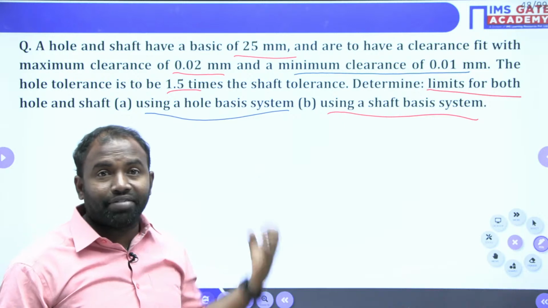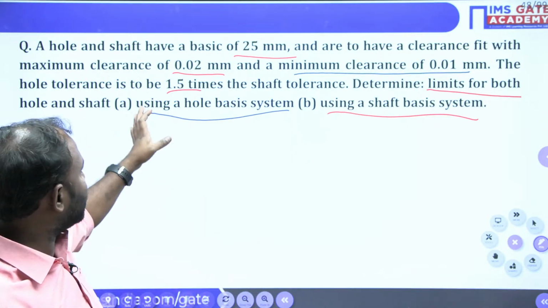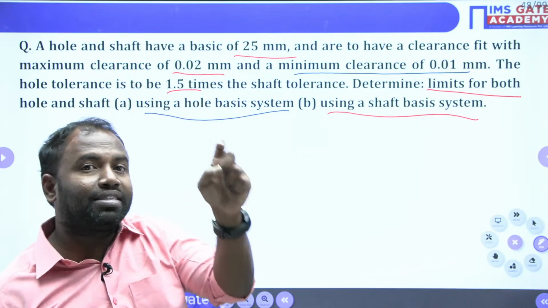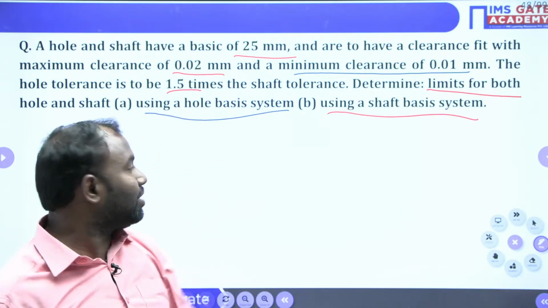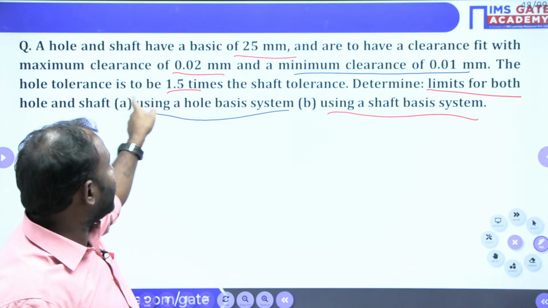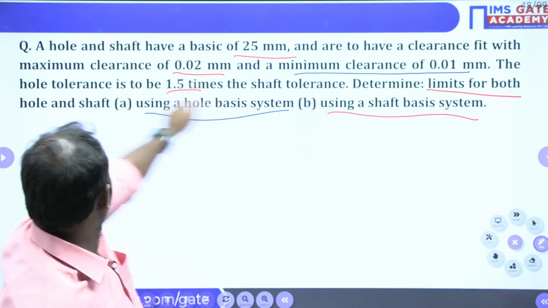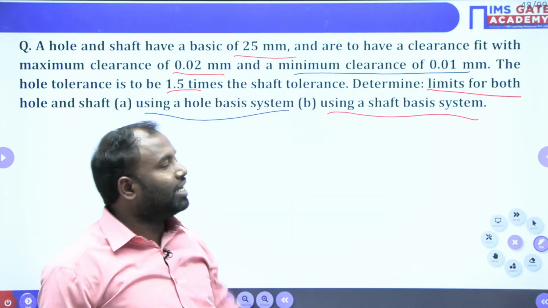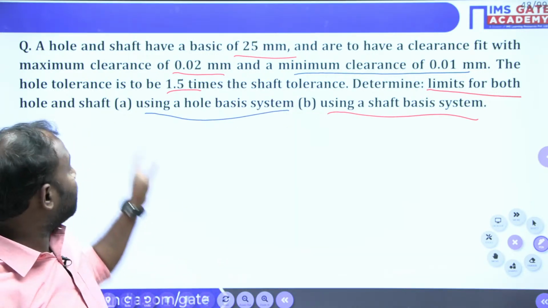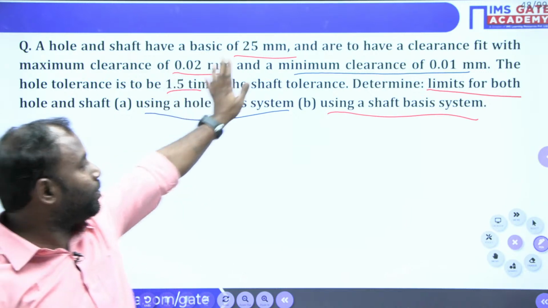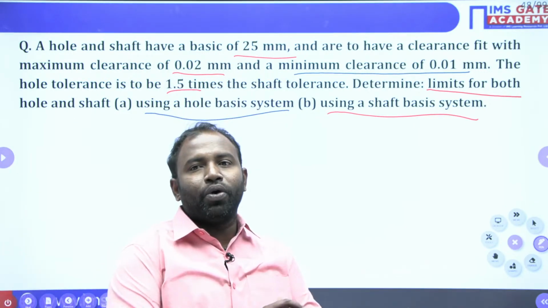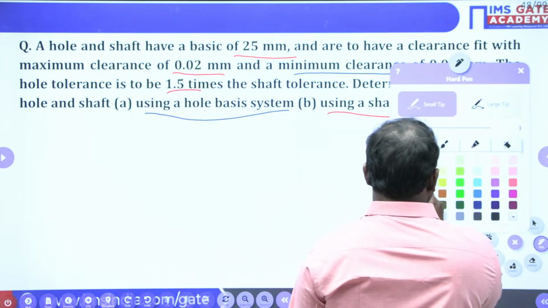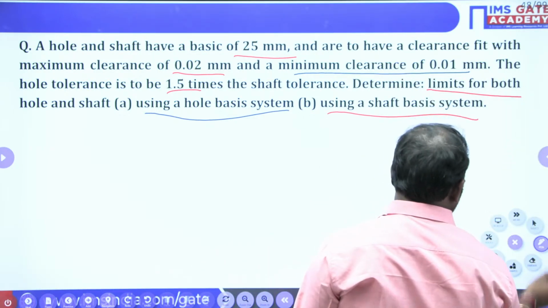Maximum and minimum clearance is given. Now we have to find what is that. They gave one relation: the tolerance on the hole is 1.5 times the shaft tolerance. Determine the limits of both hole and shaft using a hole based system and using a shaft based system. Hope you understand the question, and for more understanding and getting the data, I'll give you the diagram so that you will be able to find that.